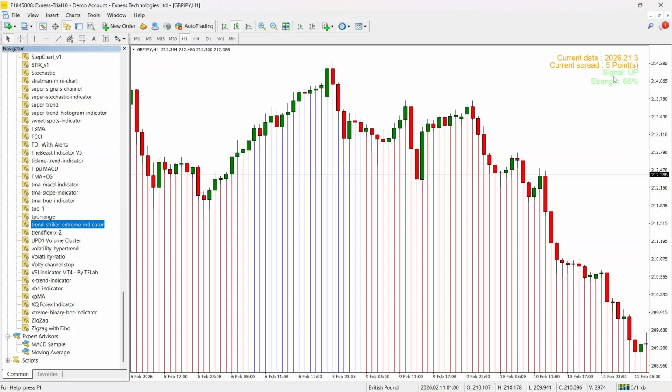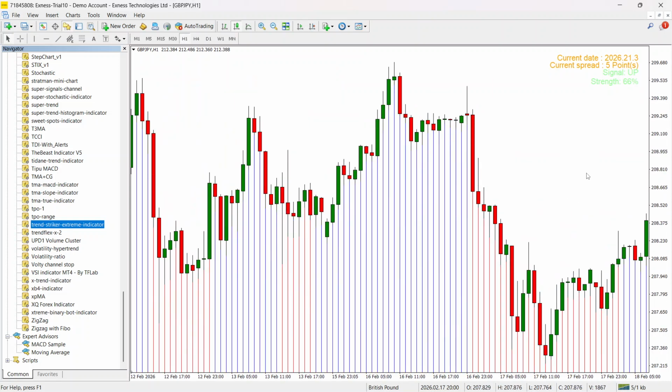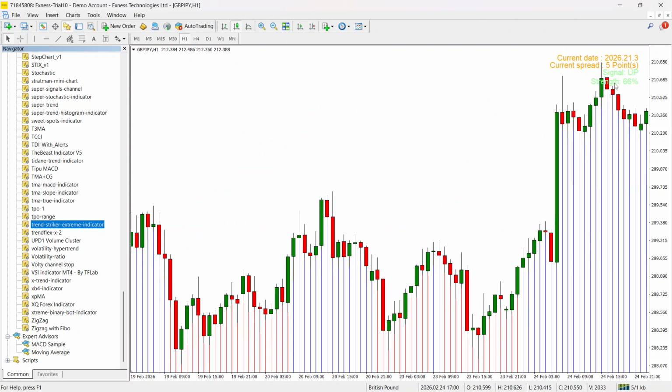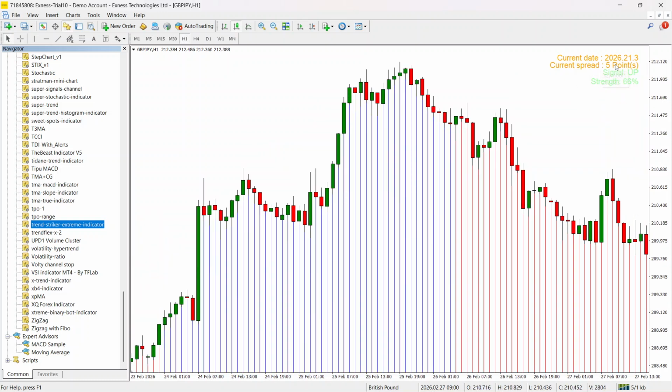In our case, we replace the arrows with a signal dashboard showing the direction of the trend, whether it is up or down, and the strength of the trend. It also shows the current spread and the current date.